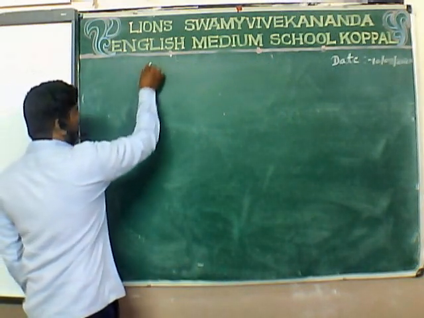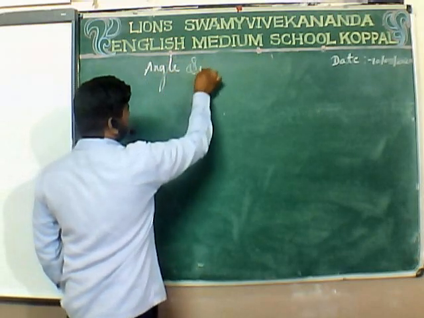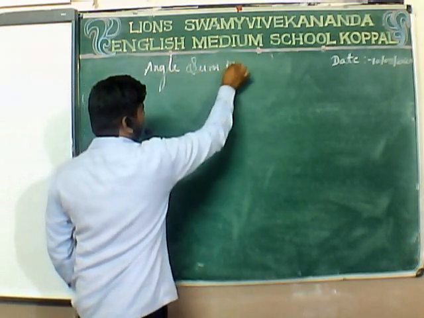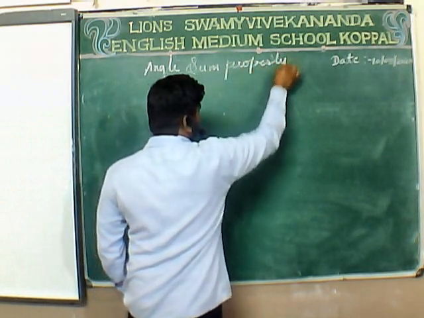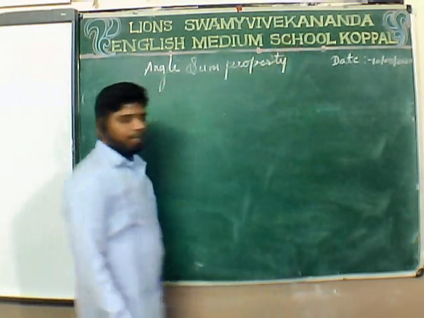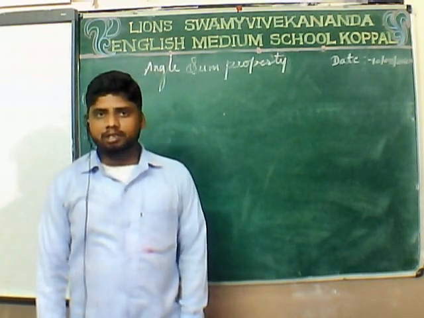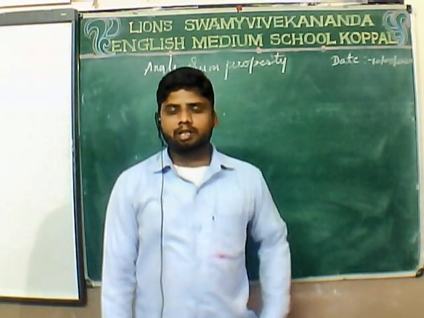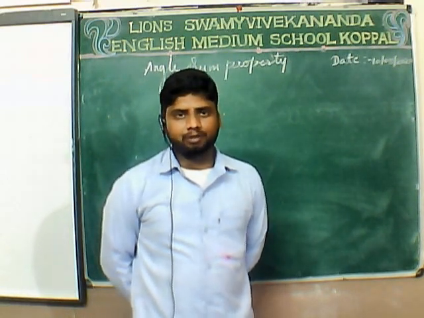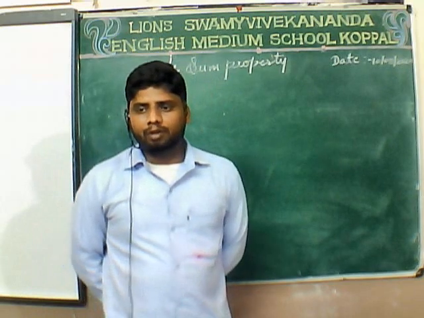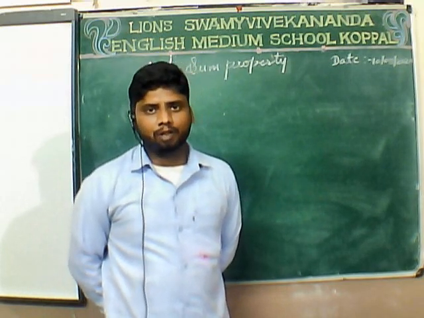Angle sum property. In angle sum property, what we have to prove: in a triangle, sum of all the angles is equals to 180 degree. We have to prove this. So to prove a triangle has sum of angles is equals to 180 degree, what is required to us?